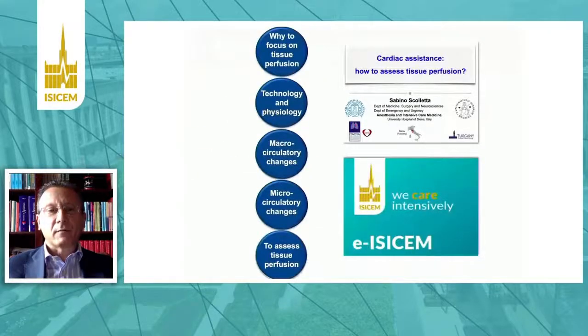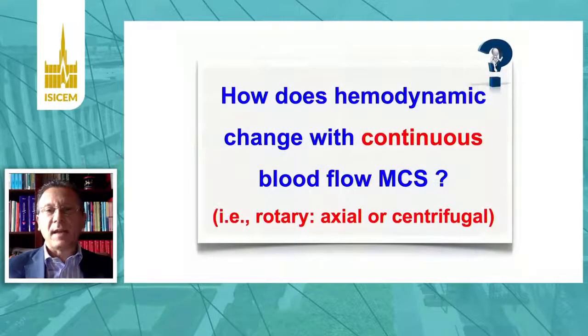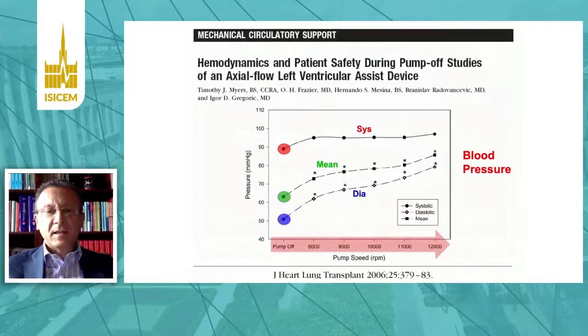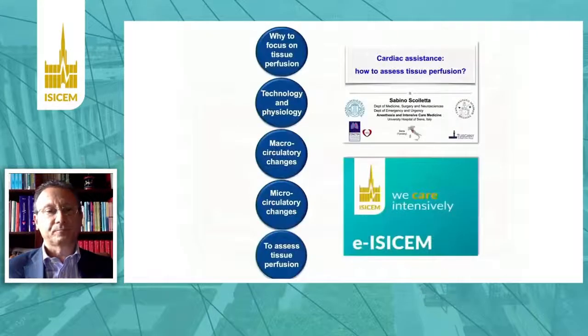What about microcirculatory changes? So, how does hemodynamics change with continuous blood flow MCS? As the rotary pump speed increases, the diastolic blood pressure does not change so much, while the systolic blood pressure increases, and so does mean arterial pressure. So the final result is that pulse pressure is reduced and the pulsatility is very low.